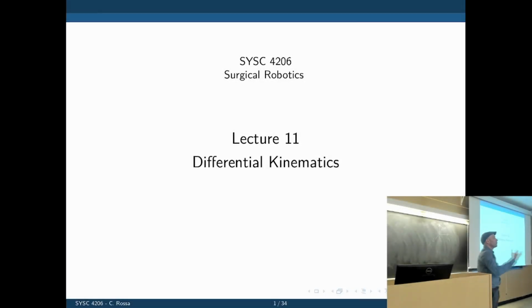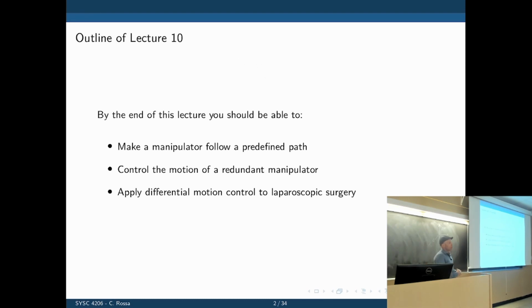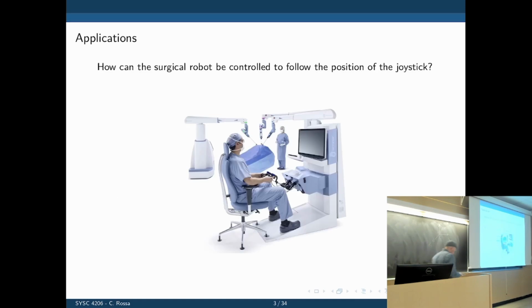Assuming that we cannot get closed loop solutions for the inverse kinematics, is there a way to approximate them with a numerical version? Because you're going to turn the inverse kinematics problem into a differential problem, into a discrete optimization problem. That's the idea. And that will allow us to control the robots in more interesting ways. So the objective is to use this to make a manipulator follow a predefined path, control the motion being done to the manipulator, and apply the concept of differential motion to laparoscopic surgery.